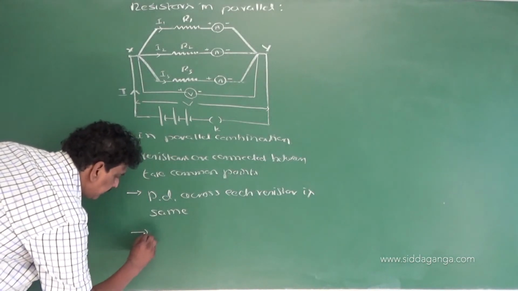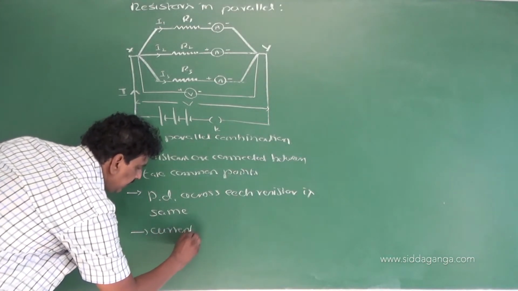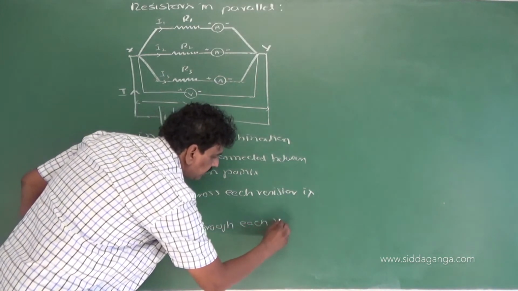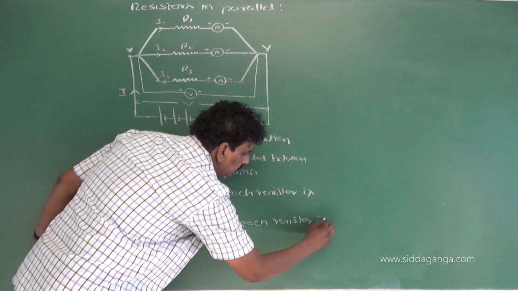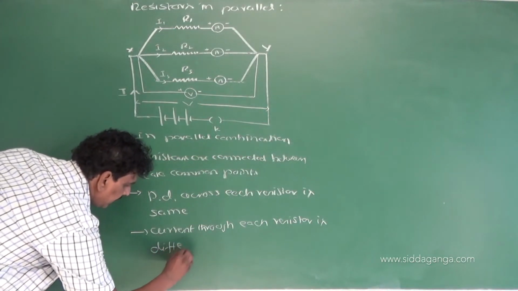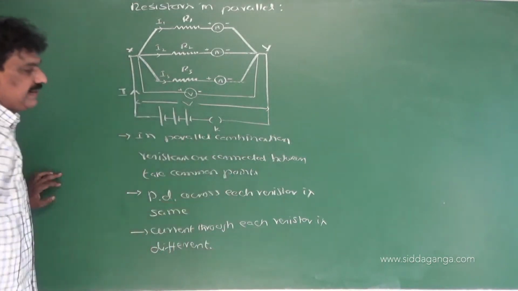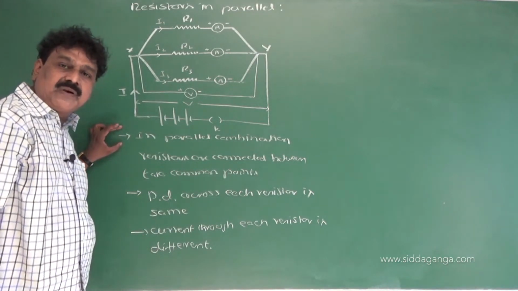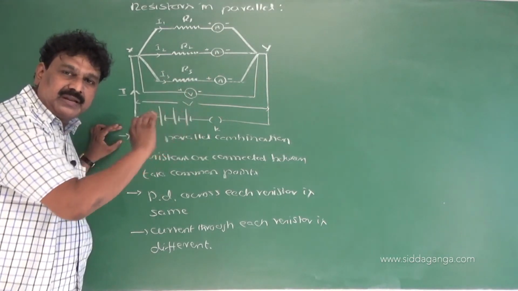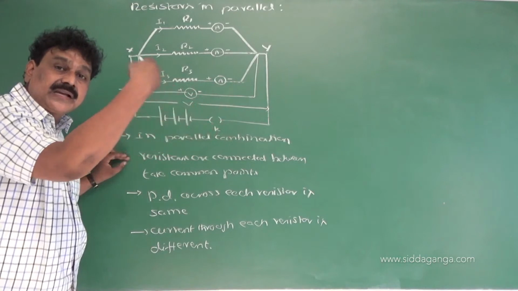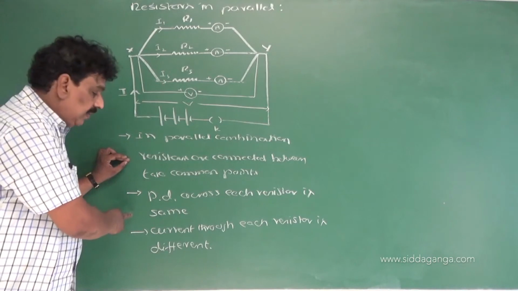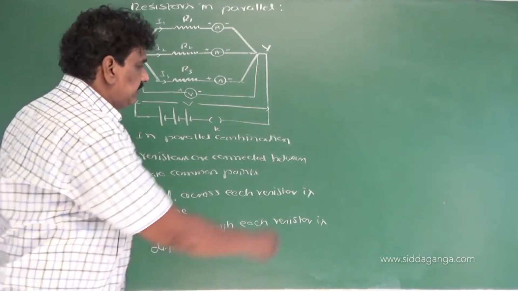Now the third one, current through each resistor is different. You have to remember this point. Series end to end, parallel between common point. In series, current is same, potential difference is different. In parallel, right, potential difference is same, current are different.